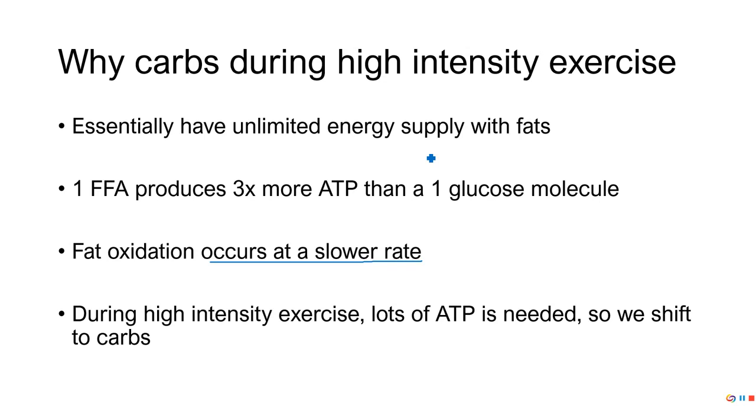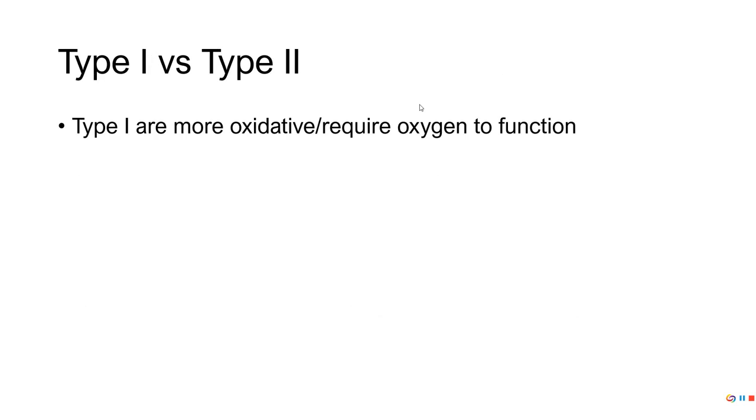And so we're going to tie this into type 1 versus type 2 fibers. And we're going to talk about this again in a couple weeks. But when it comes to their oxidative capacity, okay, type 1 are considered oxidative. They require oxygen to function. And the way that they're designed makes them able to use this oxygen compared to type 2. Type 1 will use oxygen a lot more efficiently than type 2.